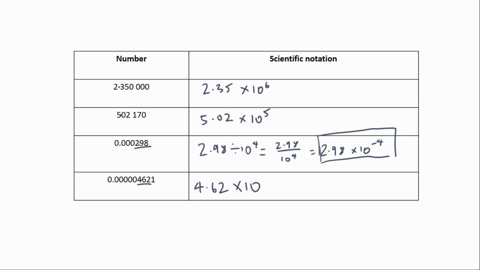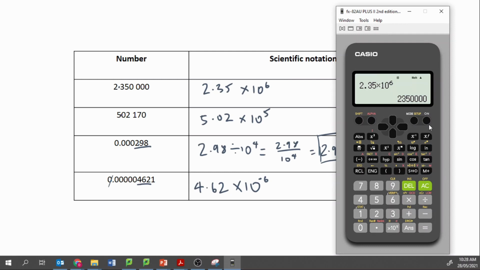And once again, this step we're going to count the numbers in front of the decimal point. That's 1, 2, 3, 4, 5, 6. Once again, not including that one. That's going to be 6 there. But remember, we're going to the left, so that's a division, so that needs to be a negative there. So your answer will be 4.62 times 10 to the power of negative 6. Alright, and also just remember to check your answer with a calculator. Let's double check that. So let's put in 4.62 times 10 to the power of negative 6.